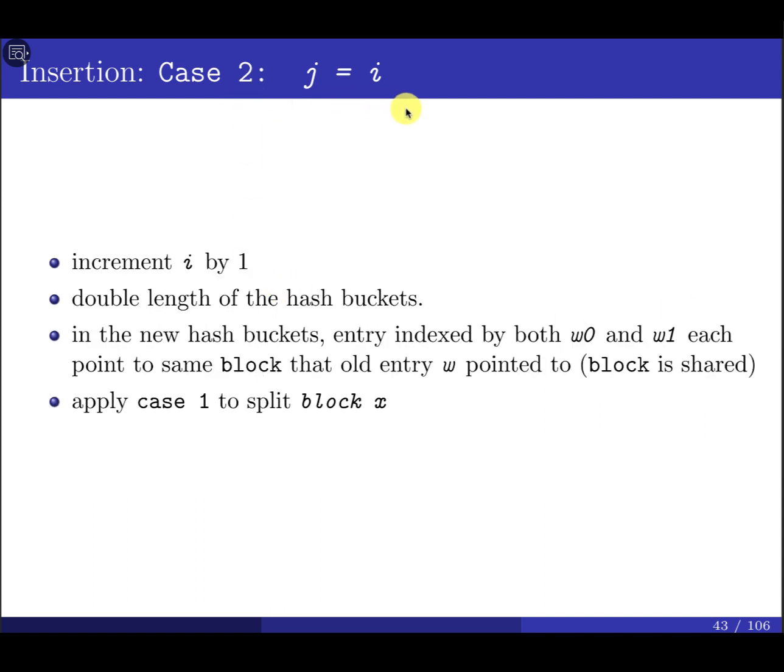If the value of j equals i, I want to split, but I can't. I need to do one extra step. That means the current value of i is not enough, so increase i to i plus 1. Add 1 bit. Instead of using the first i bits, I'm going to consider the first i plus 1 bits. Add 1 extra bit from the hash value.